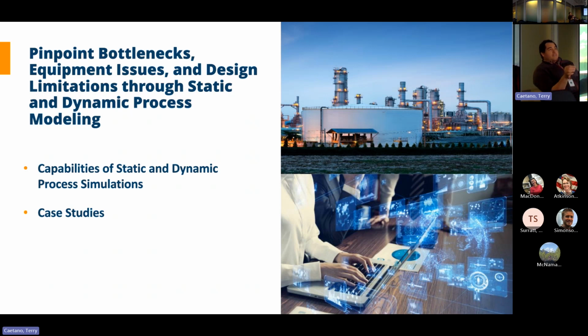Now, that's not to say that every problem we encounter, every situation requires a complex simulation to solve it. A single phase flow problem isn't really the situation where you're going to need to develop a complex model, but as the process gets more complex and the number of variables increase, a simulation really ends up saving us countless hours. So first today, I want to talk a little bit about the capabilities of static and dynamic process simulations, some of the advantages and a little bit about the differences between them. And then I have a few case studies for us to go over tonight. The next slide, please.